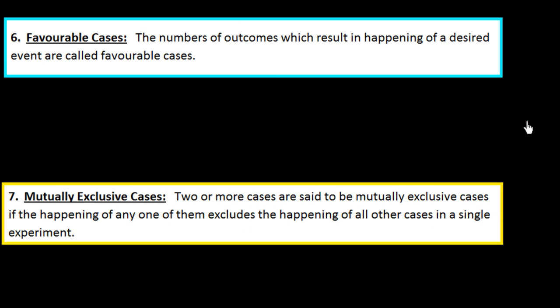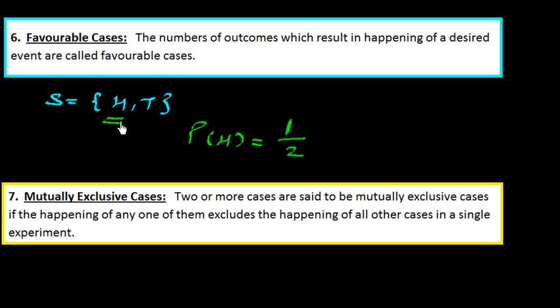Now the favorable case. The number of outcomes that result in the happening of a desired event is called the favorable case. As I explained earlier in the probability definition, if we are tossing a coin, the sample space is head and tail. Now we have to find the probability of getting head. Head is only 1, so we have one favorable case here, so 1 over 2. There is only one favorable case, which is head.